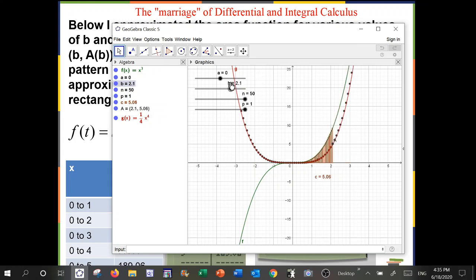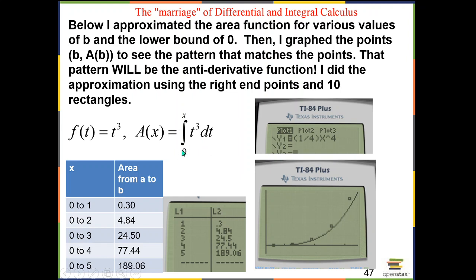See, you're actually creating the antiderivative function. So the antiderivative function is really nothing but the area under the curve when you fix this number right here, and then you change this number. For every value of x, you get a value for the area function, and if you graph the area function, you get a curve that is close to the antiderivative curve.